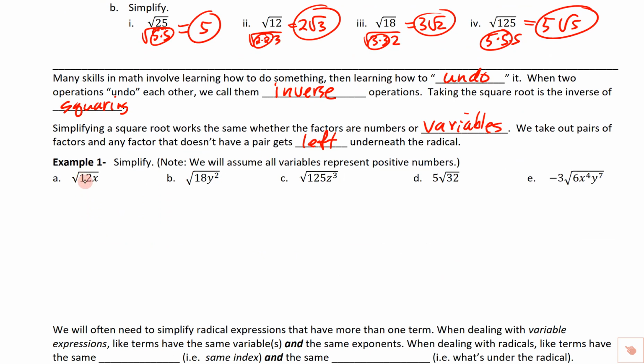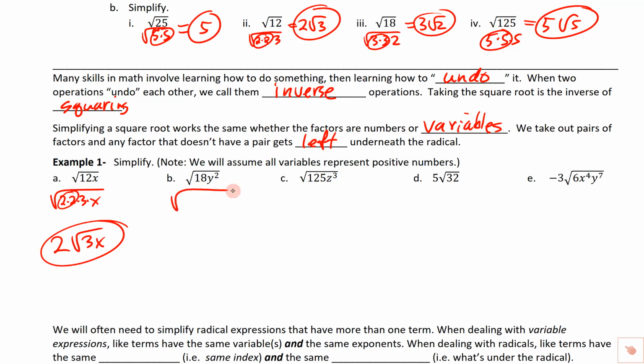So on this one, we've got the square root of 12x. So I'm going to do the same thing that I did before. So this is going to be 2 times 2 times 3 times x. I just factor that, and I look for pairs of factors. Here's a pair of 2's. So we've got a 2 on the outside, but notice that the 3 and the x don't have any pairs, so what's stuck underneath is a 3x, and that's the answer. It's literally that simple, even when we're working with variables.